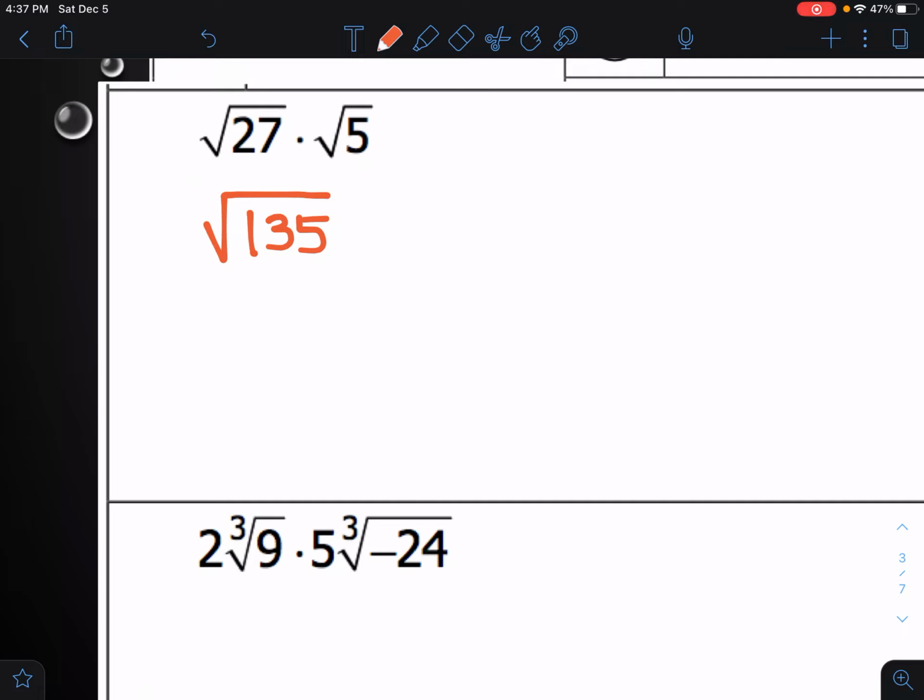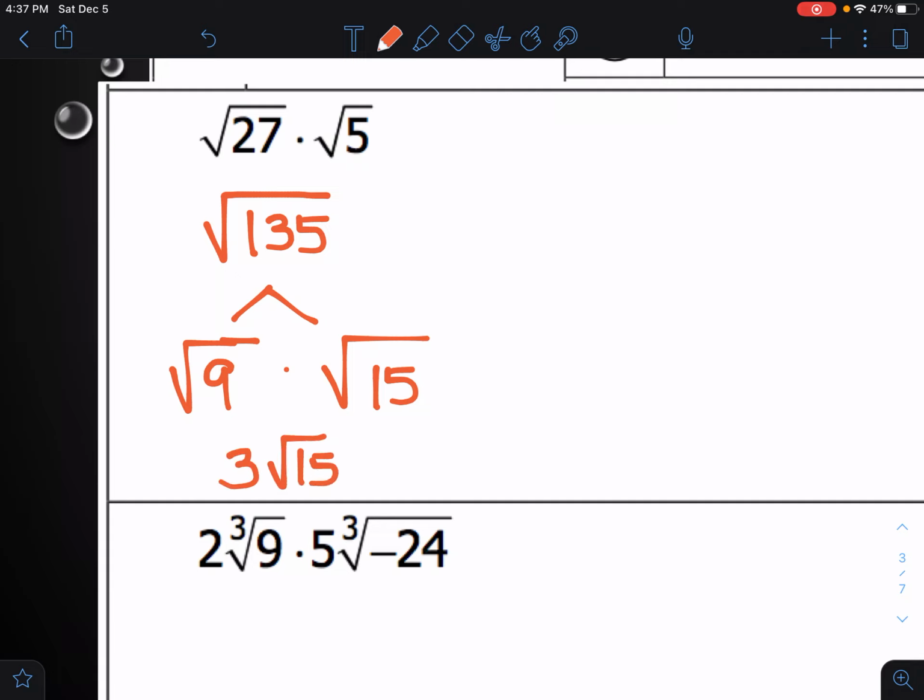So now, once I have this, I'm going to break this apart, and I'm going to do the same thing that we did in our last unit. You're going to break it apart like this, right? A perfect square root and what's left over. So the biggest perfect square root that goes into 135 is 9. And what's left over? 15, because 9 times 15 is 135. Again, perfect square roots first, and then this gives me 3 root 15, and that is my answer.